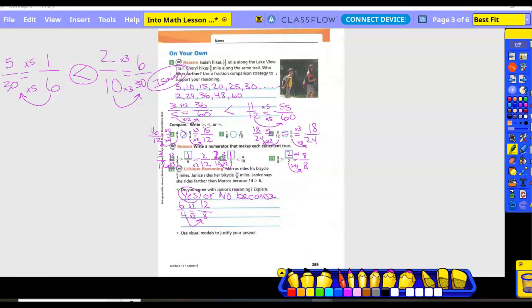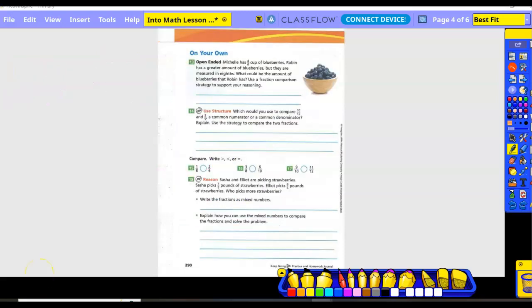Okay, so use visual models to justify your answer. Okay, we're going to skip that part just because we're short on time. All right. Okay, we're also going to skip 18 because we're short on time. So on your own, number 13, open-ended.